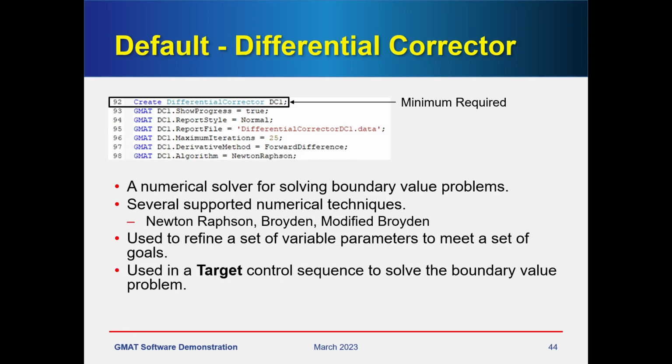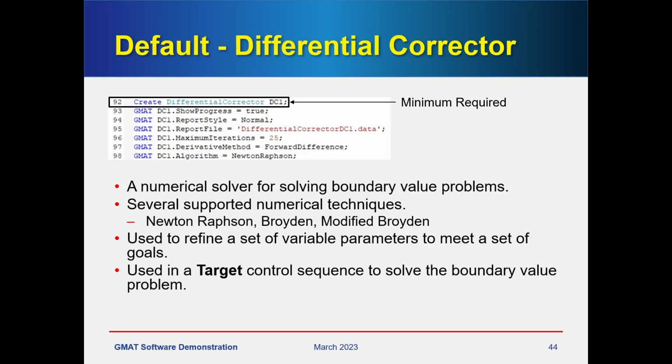A differential corrector is simply a numerical solver that solves a boundary value problem. There are several available within GMAT. You are probably familiar with the Newton-Raphson method. Additionally, Broyden and modified Broyden are available and offer slightly different computational characteristics.